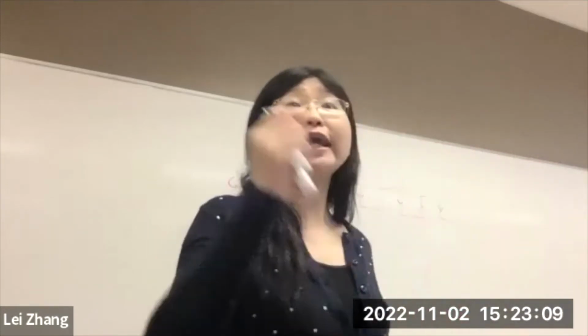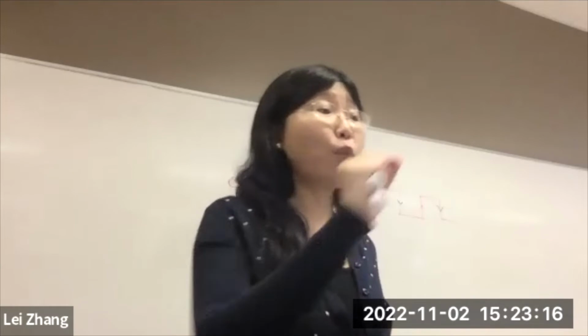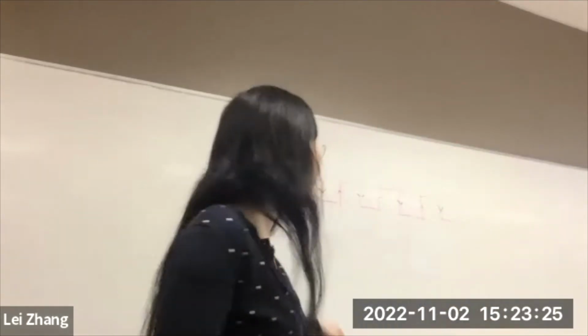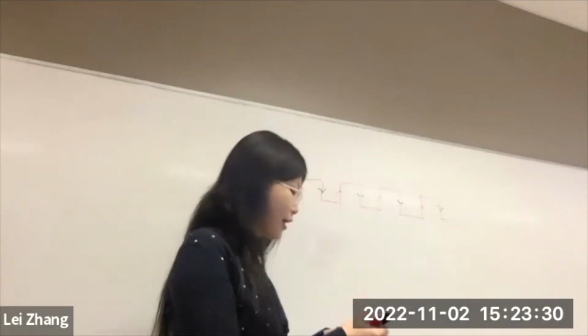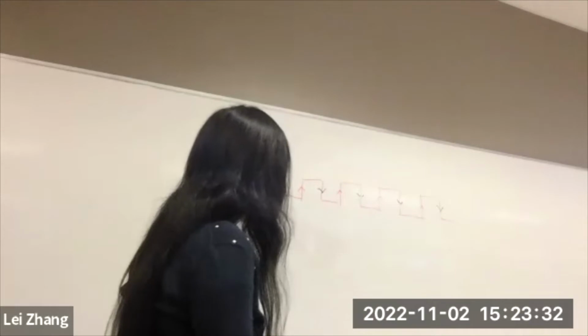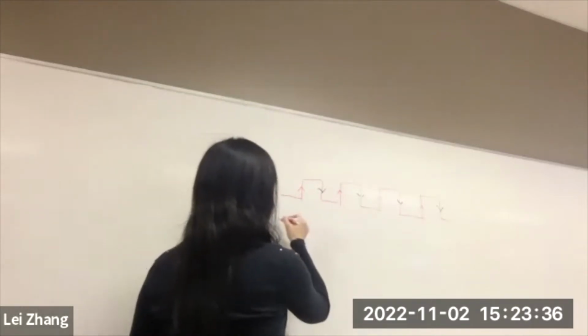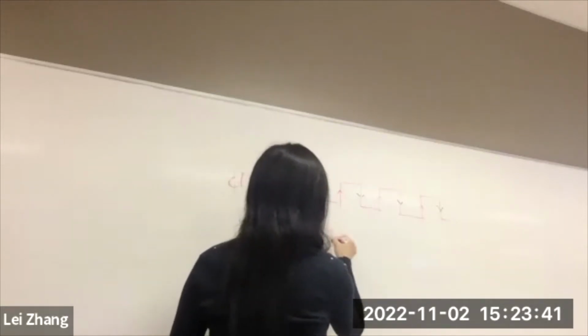The D flip-flop is the smallest memory element on the FPGA. One D flip-flop can store 1 bit, so 0 or 1, the value. How does it store the value? It's because every time there is a rising edge of the clock. So D is the input, and let's say this is the data value.